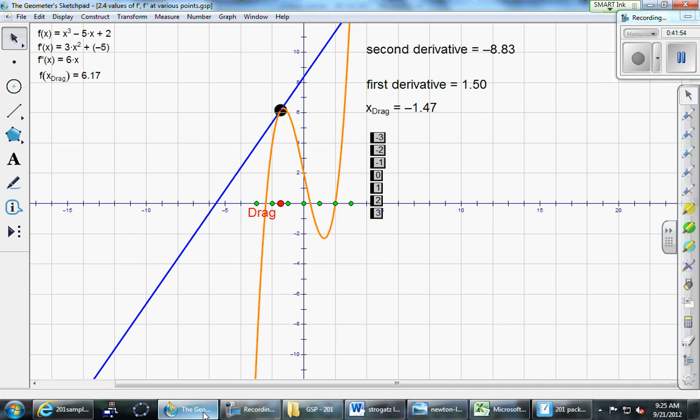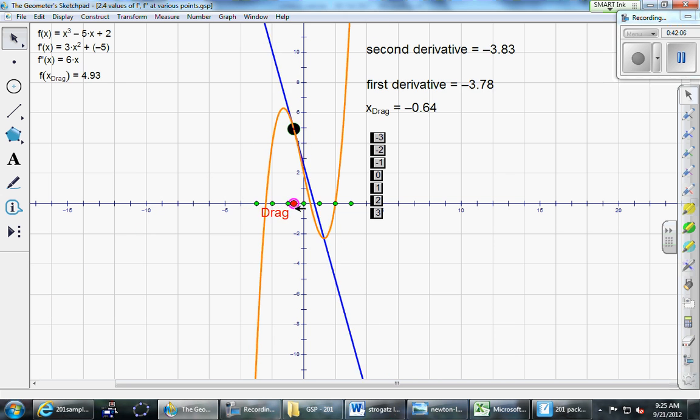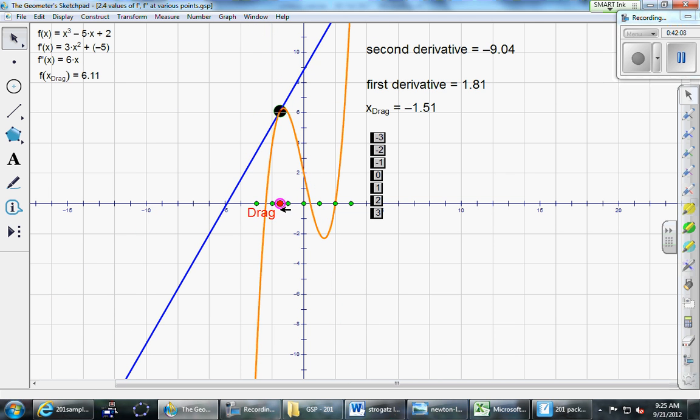So here's some numbers. The point that we're focusing on is above this red dot, which I'm going to move around, and it's right there. And there's the tangent line. If I move this, you can see the tangent line just follows around, right? Okay, so nothing special. We've seen stuff like this before.